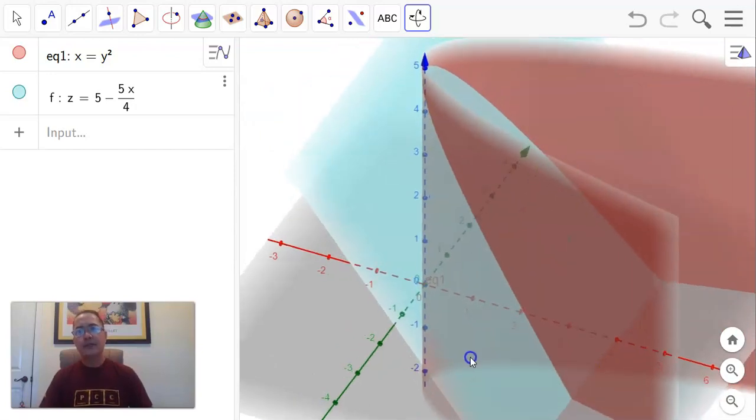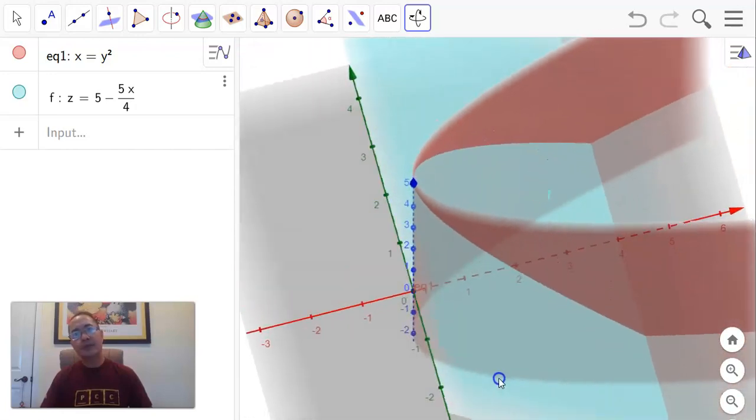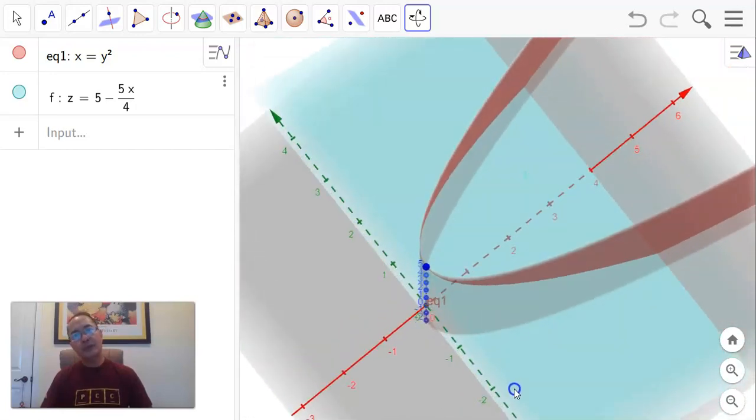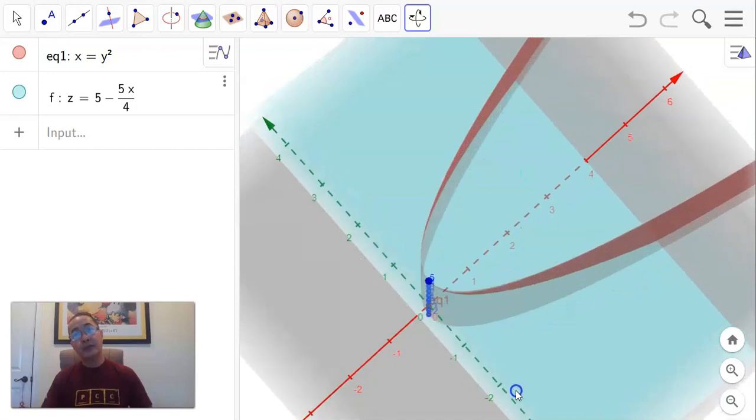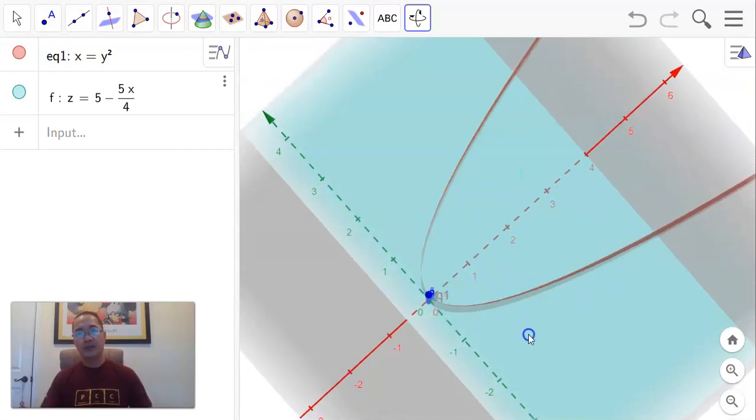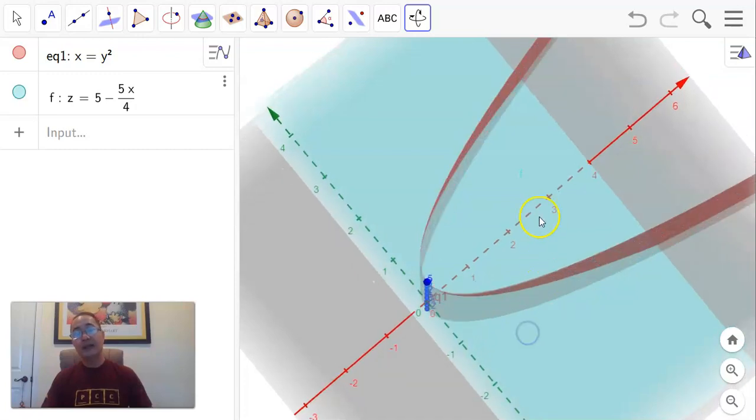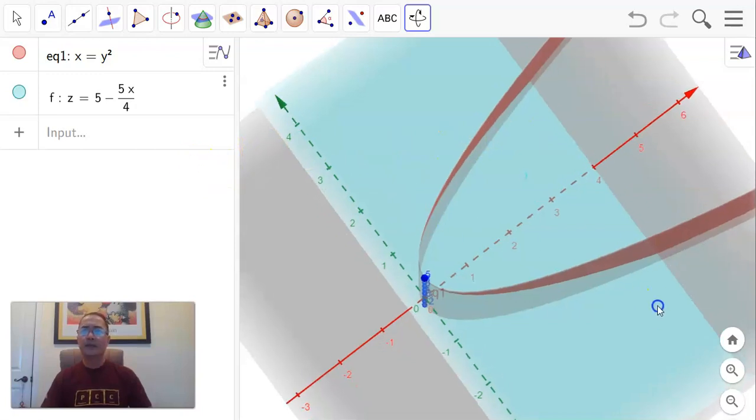All right, so as a first step, let's take a look at it from the top. Okay, so we will see the parabola x equals y squared. Just don't tilt too much or the surface will completely disappear. But it is cut off at x equals 4. Okay, so how did that happen?